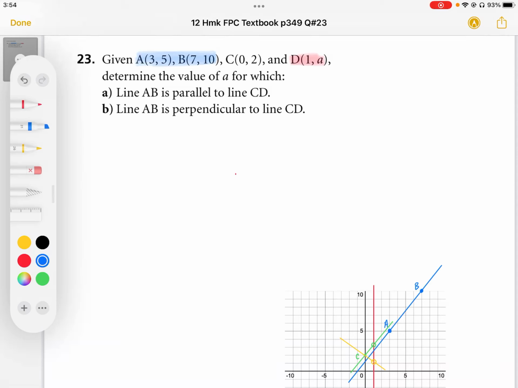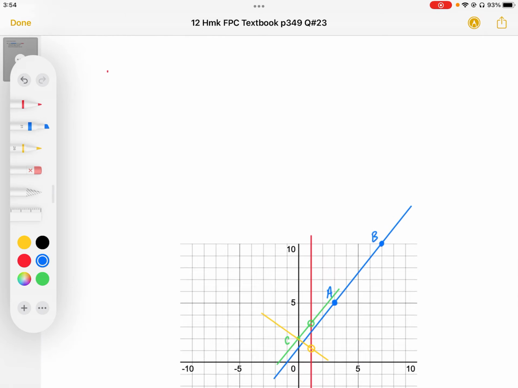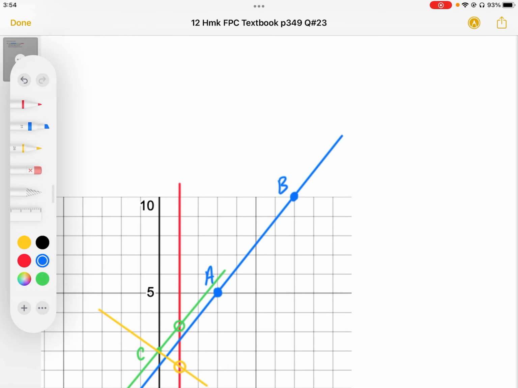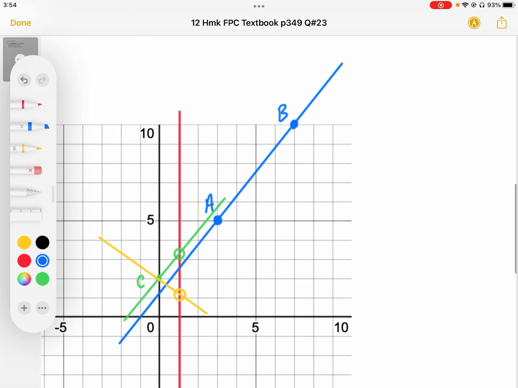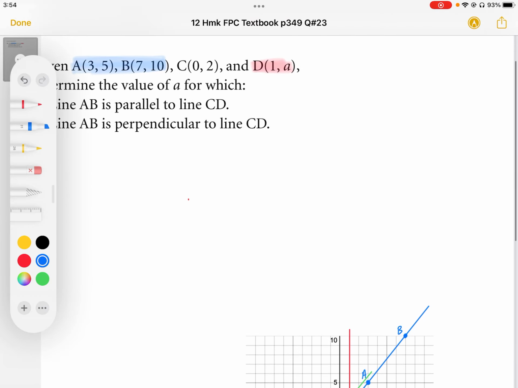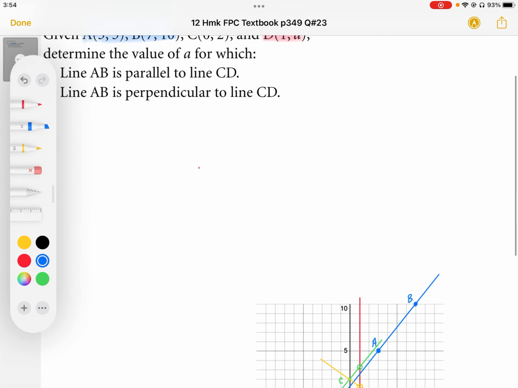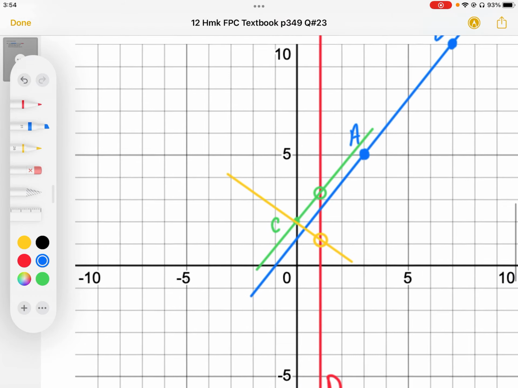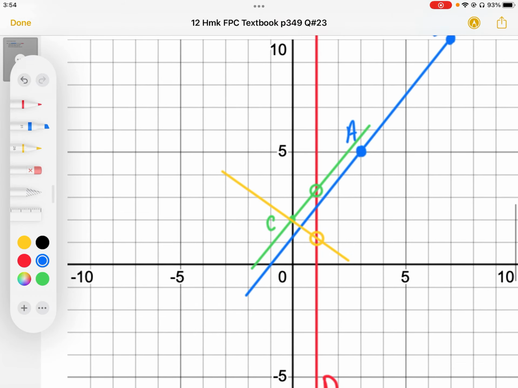Question 23 gives me A at (3, 5) and B at (7, 10). So I've drawn that on my coordinate axes here. So A and B are there. And we have a point C at (0, 2). So I've drawn that in green here on the y-axis, C.